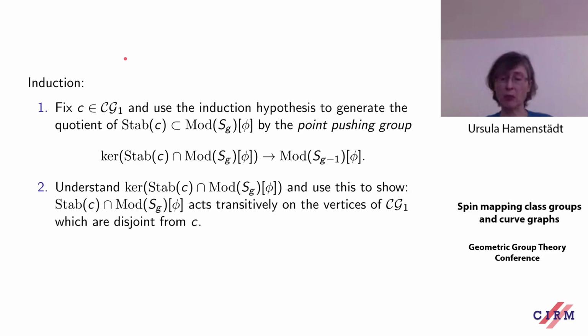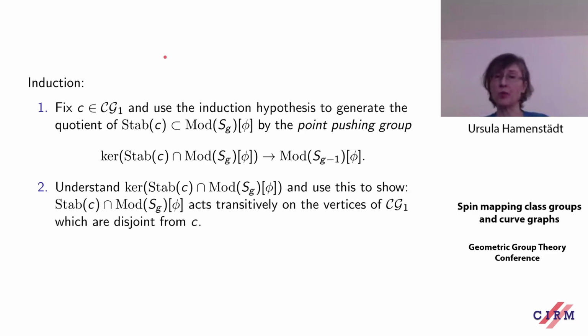Remember, this is a subgraph of the curve graph of simple closed curves which are non-separating and such that the spin structure evaluates to 1 on the curve. Now we use the induction hypothesis to generate the quotient of the stabilizer of C in the spin mapping class group by the point pushing group.